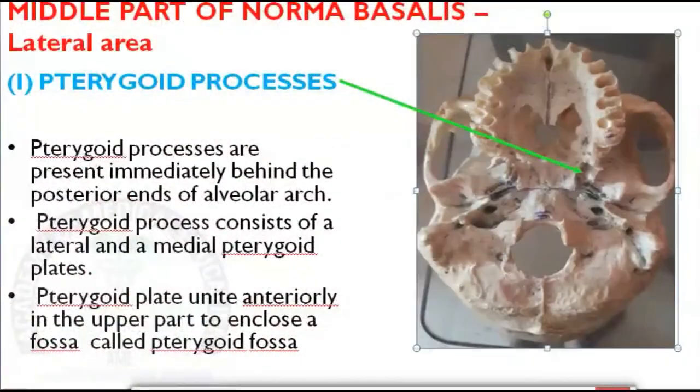Now we come to the middle part of norma basilis, lateral area. In the lateral area, the first structure is the pterygoid processes. These are the pterygoid processes, present immediately behind the posterior end of the alveolar arch. Pterygoid processes consist of lateral and medial pterygoid plates. The plates unite anteriorly in the upper part to enclose a fossa called the pterygoid fossa. This is the pterygoid fossa, this is the medial pterygoid plate, and this is the lateral pterygoid plate.